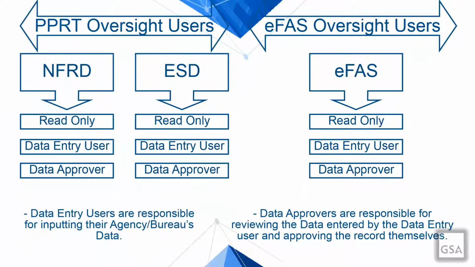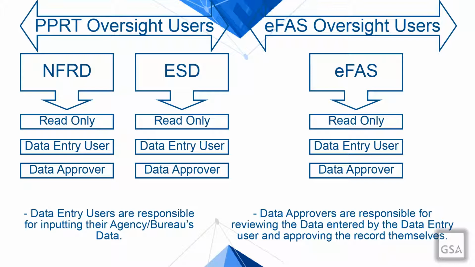PPRT user roles are separated by the sub-applications the data is being submitted for, which are ESD, NFRD, and eFAS. The access within those record types is broken down further by read-only users, data entry users, and data approvers. Read-only users can look at the data being entered, but will not be able to create or edit any data. Data entry users are responsible for inputting their organization's property data and completing their organization's data status.